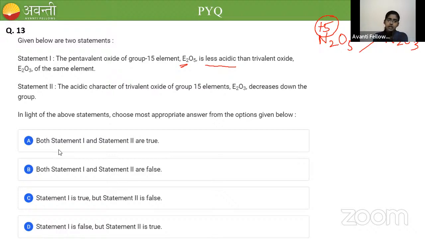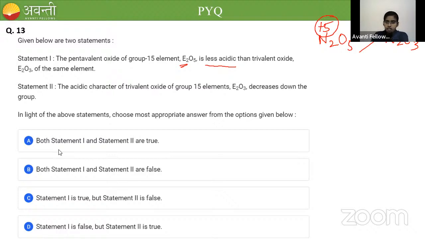So statement 1 is actually incorrect. That is false. Okay, let's check with statement 2. The acidic character of trivalent oxides of group 15 elements decreases down the group.